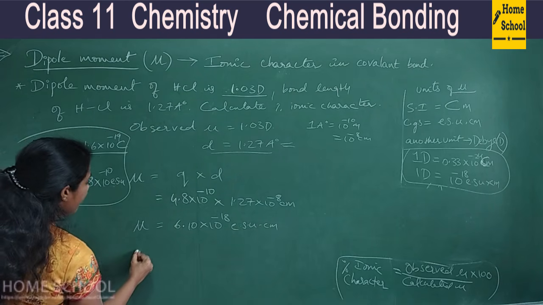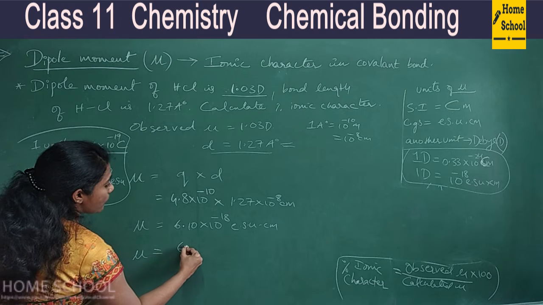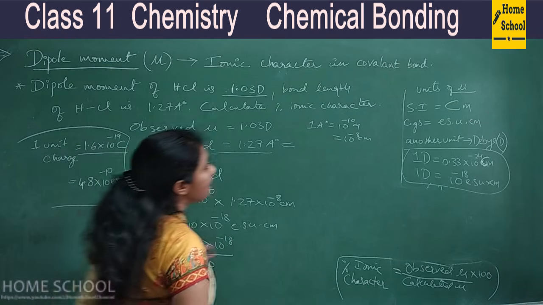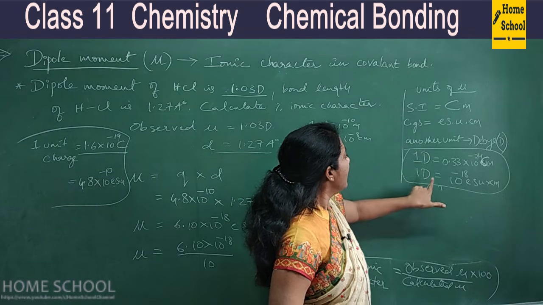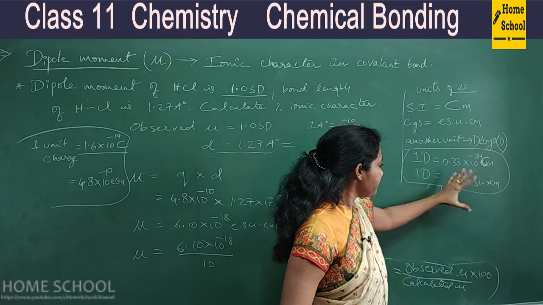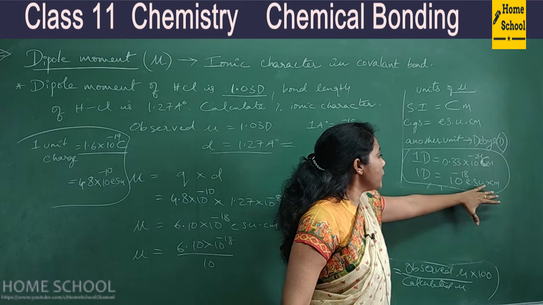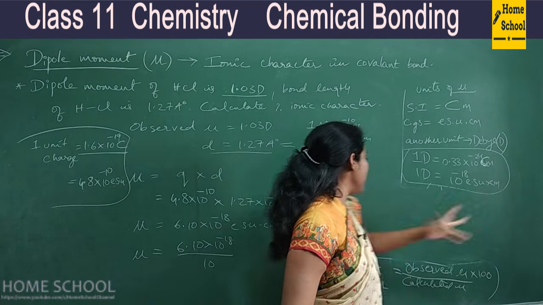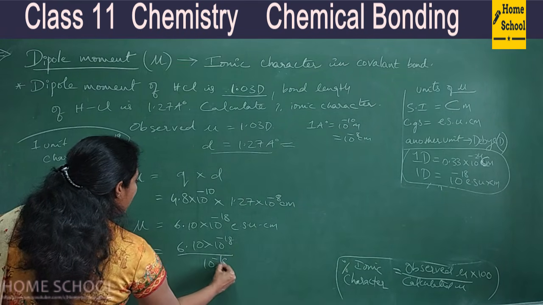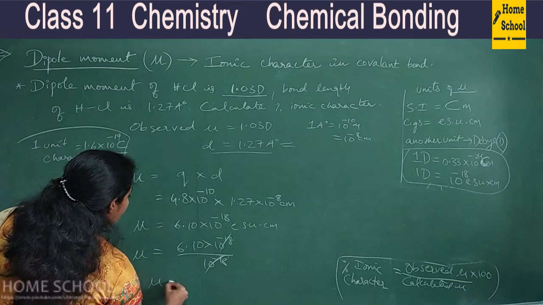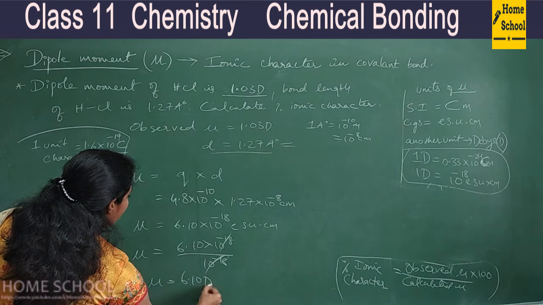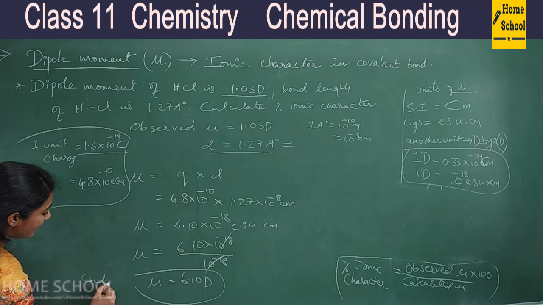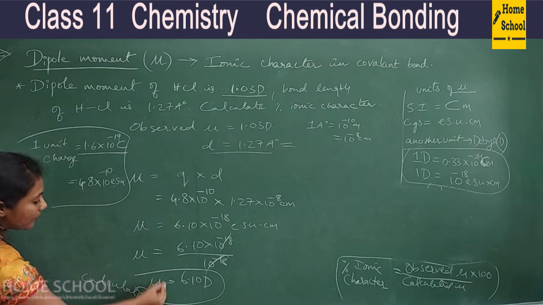And convert this into Debye unit. It is 6.10 into 10 power minus 18 divided by 10 power minus 18. See, if you want to convert from CGS units to Debye, 1 Debye is equal to 10 power minus 18 ESU centimeter, right? So I'll divide by 10 power minus 18. This gets cancelled. So the new value is 6.10 Debye. Okay, what is this dipole moment? This is actually our calculated dipole moment.